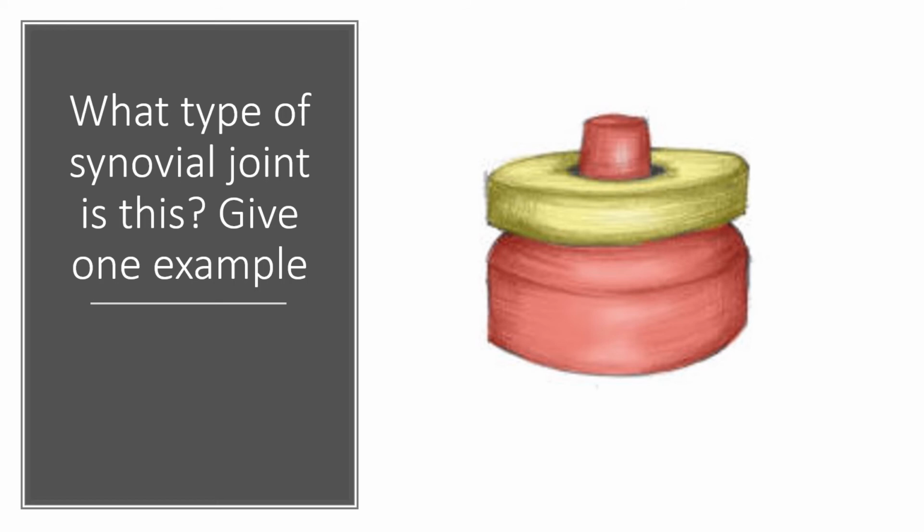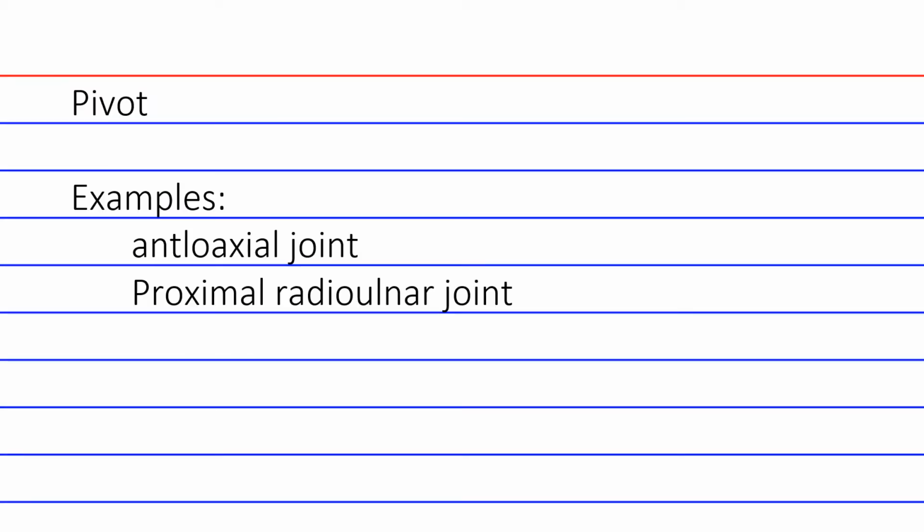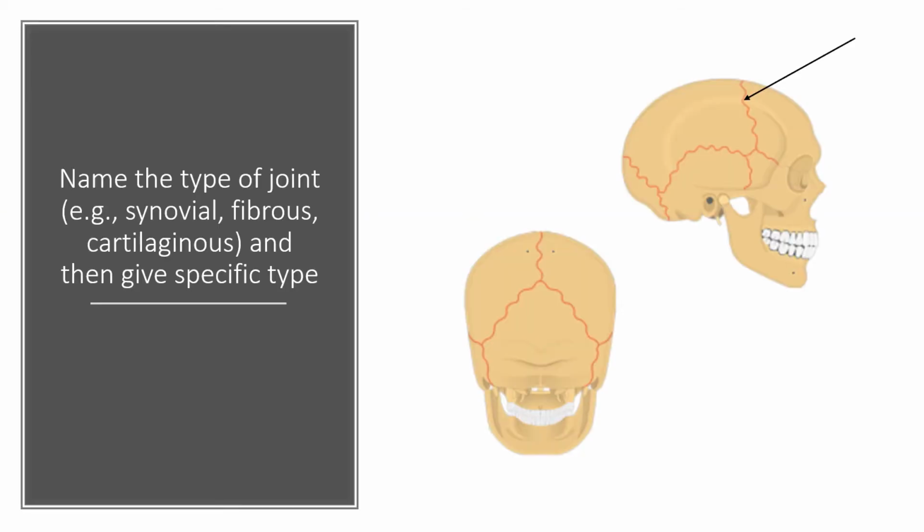What type of synovial joint is this? You want to give one example. The answer is the pivot joint, such as that between your atlas and your axis cervical vertebra. And also the proximal radial ulnar joint. All right, continuing through our joints, name the type of joint and then give the specific type.